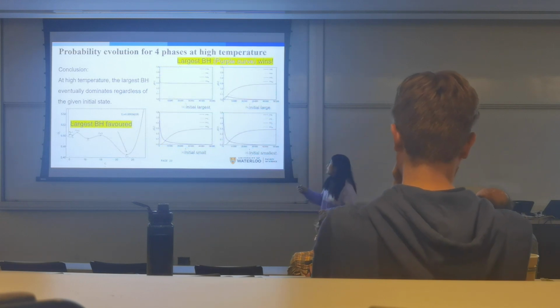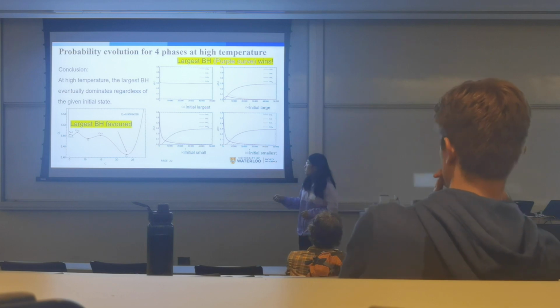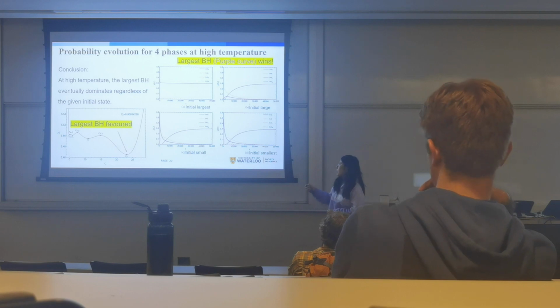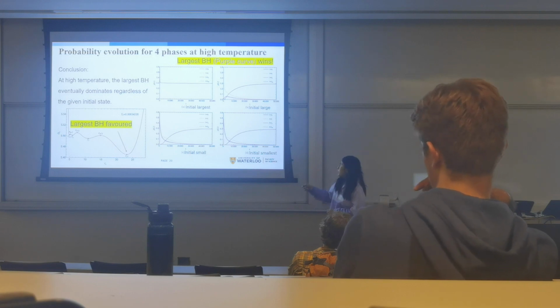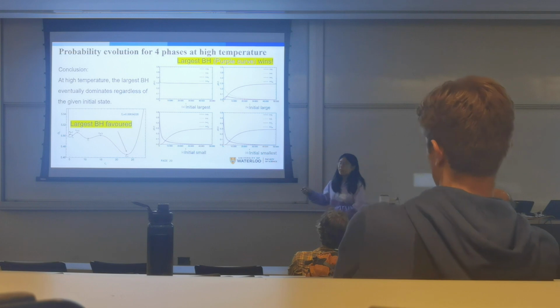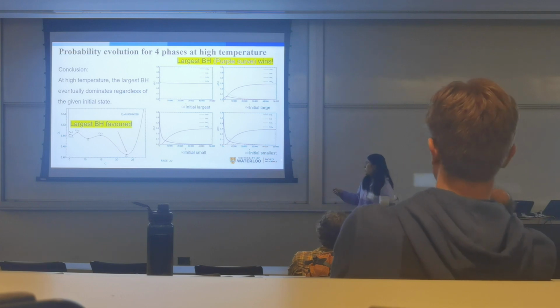And for the high temperature case, we have the red optional free field energy. In this case, the largest black hole has the lowest free field energy value, so the largest black hole is favored. So let's see the time evolution for the probability distribution function. If the initial state is the largest black hole, you can see that the system will remain as the largest black hole because it has the lowest free field energy value. But if the initial state is the large black hole, or small black hole, or smallest black hole, we can see that finally the purple curve will still become the dominant one because it has the lowest free field energy value.